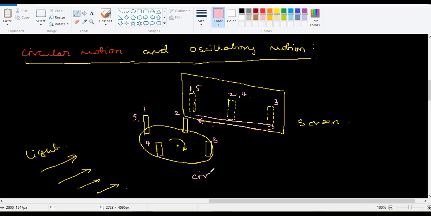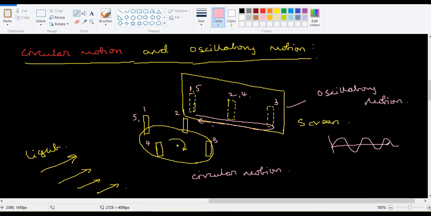So here it is circular motion, and here it is oscillatory motion. This is the reason why we are representing the oscillatory motion something like this, because in a circle also you'll be getting something like sine omega t. In oscillatory motion, you will also get sine omega t.